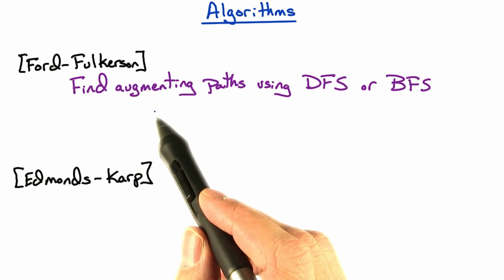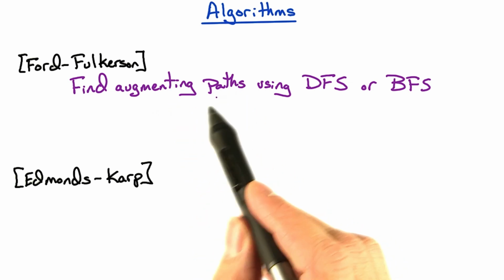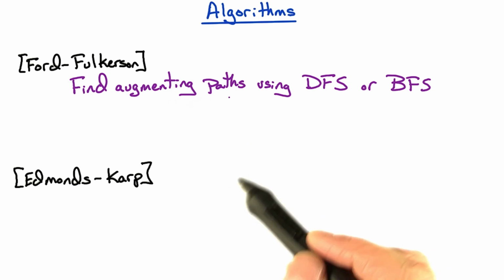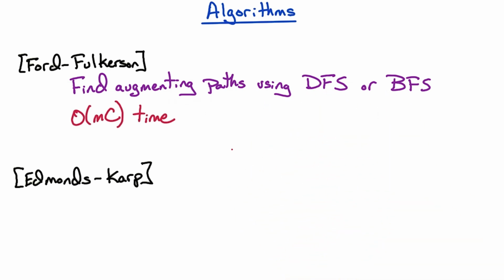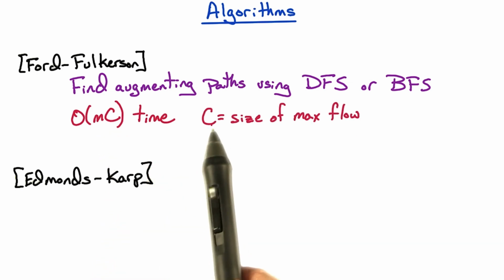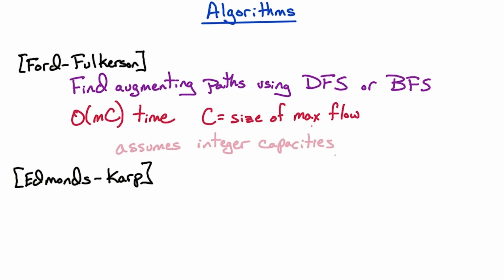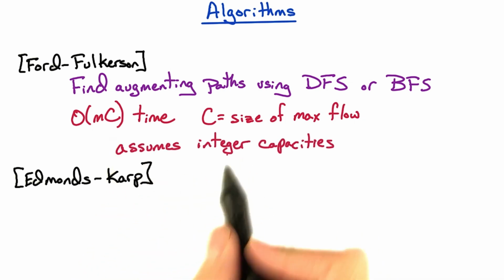Now in the Ford-Fulkerson algorithm, the main step is to find augmenting paths, which are paths from S to T in the residual graph, and to do that we either use DFS or BFS. Now the running time of Ford-Fulkerson algorithm is order M times C. And recall capital C is the size of the max flow. And recall that this running time analysis assumes that the capacities are integer valued.